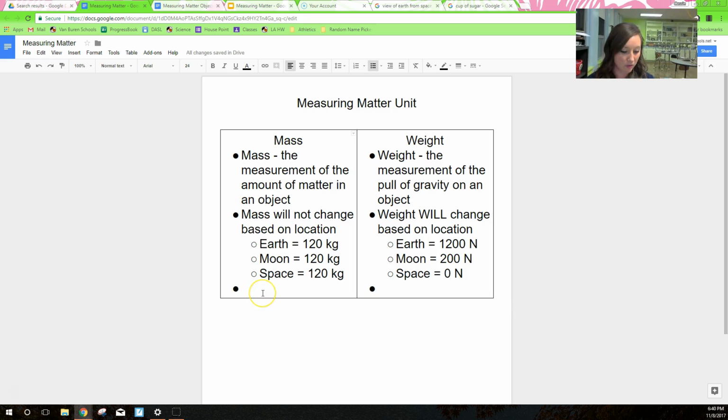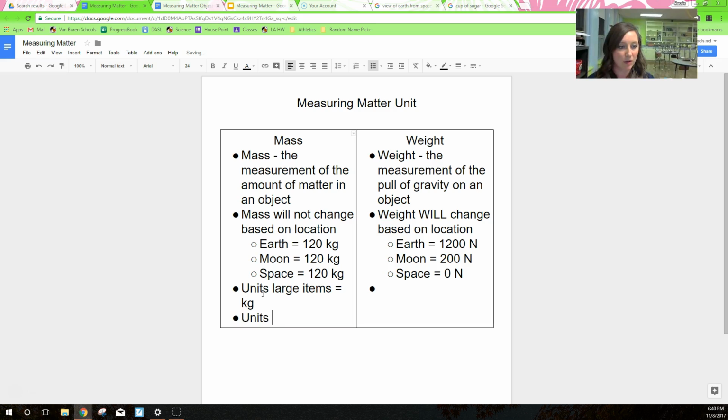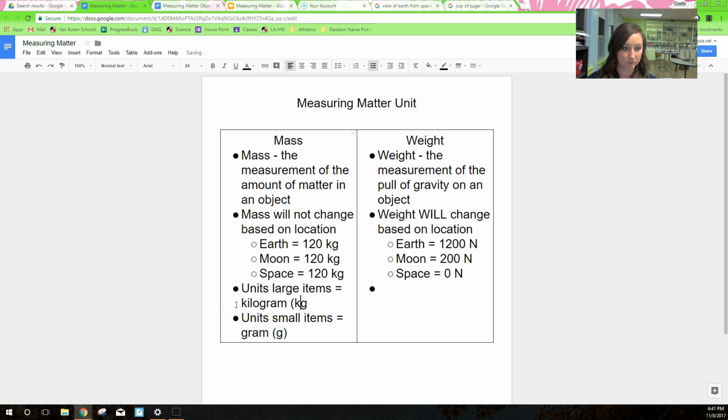The unit for large items is the kilogram. The unit for small items is the gram. We'll put the abbreviation, and I'll spell out the full word for you there too. And then our unit for weight is the Newton.